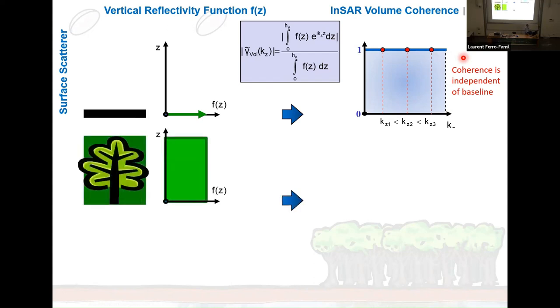Let's take a volume. You can have whatever shape you like. For instance, let's take a box. Suppose that you have here many, many scatterers and they are all equally distributed in height. So this means that every height has the same power. So your reflectivity is a box. What happens to the coherence as a function of the baseline? Are they still constant? No, they are not constant anymore.